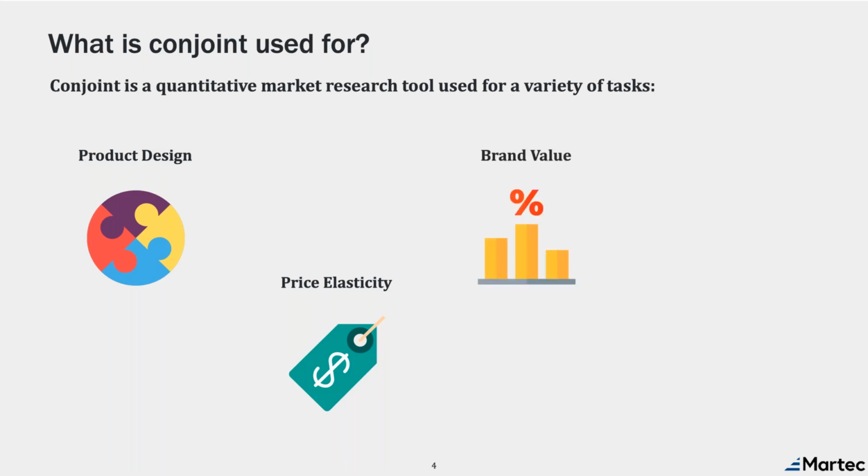Brand value is actually something fairly new for conjoint, but it can be one of the types of conjoint that can be used to help you determine the value of your brand and its impact on preference and price elasticity. And then finally, conjoint can be used to measure the importance of and customer preference for various product features.